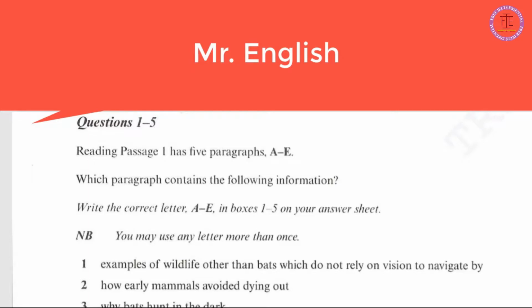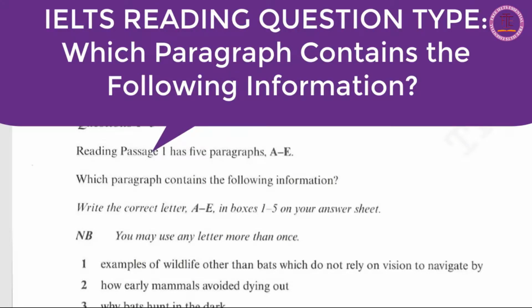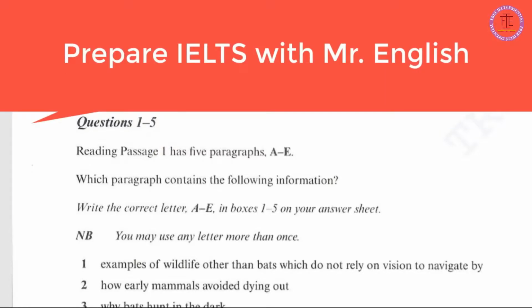Today I'm gonna teach you how to attempt IELTS reading, and the question type is "which paragraph contains the following information." So let's read the instruction portion. These are the 5 questions in this category. Reading passage 1 has 5 paragraphs, A to E. These are the small paragraphs given.